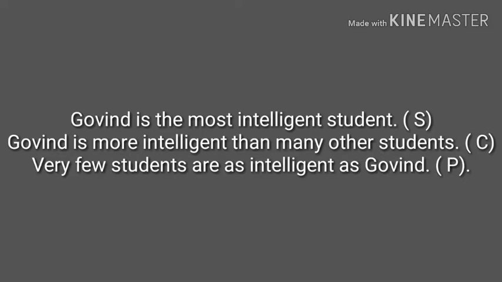If the structure in superlative is Govind is the most intelligent student, what is the comparative of it? Govind is more intelligent than many other students. And positive is very few or few students are as intelligent as Govind. This is all about degrees of comparison.